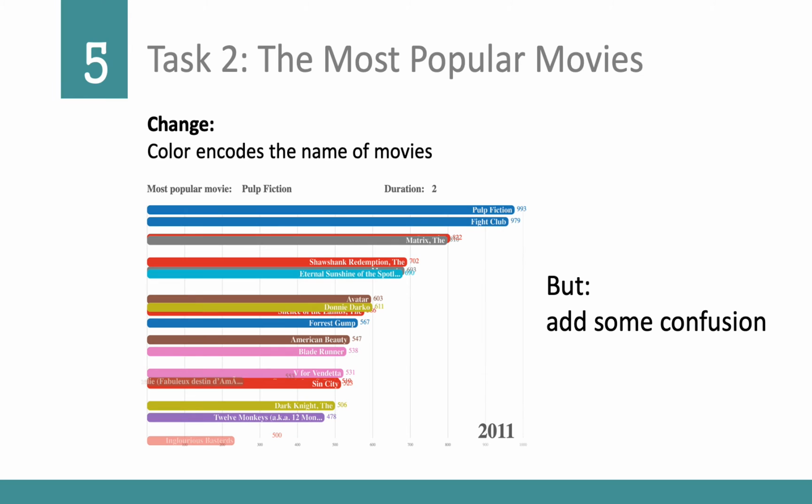Certainly, we can also use color to encode the name of movie, but this method will block genre information of the movies, and when more than 20 bars are presented, there will add some confusion to readers.